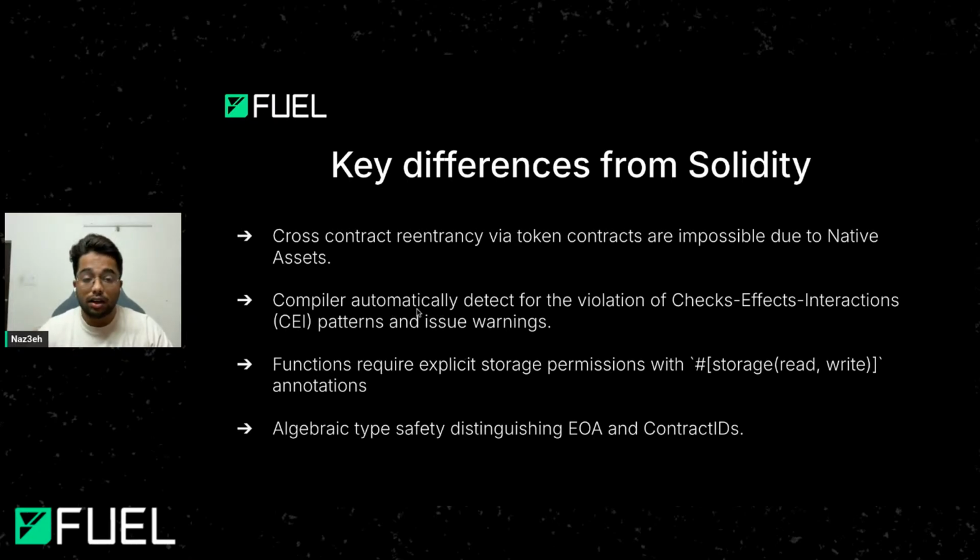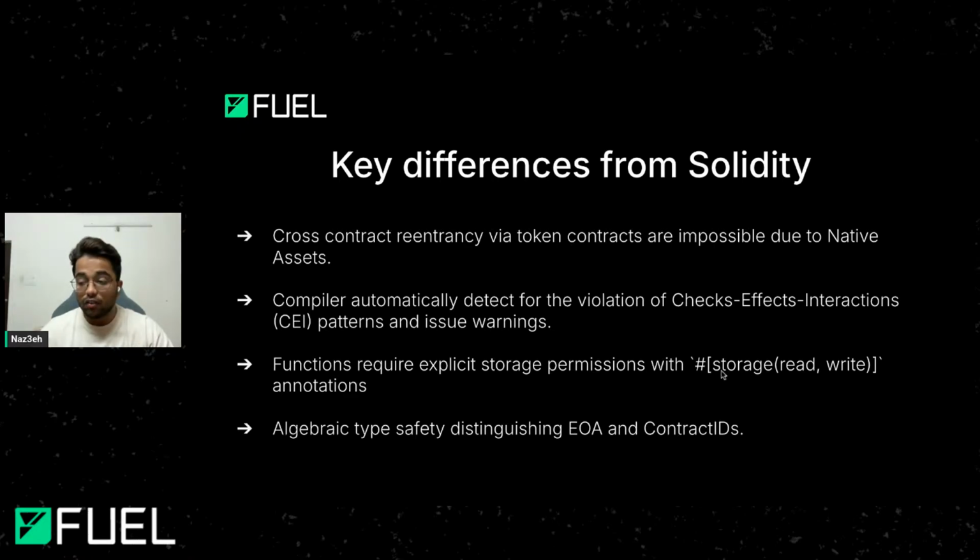Secondly, the compiler automatically detects violations of the checks, effects, interactions pattern, also known as the CEI pattern, and issues warnings. Now, what does the CEI pattern mean? We will see that in a bit. And thirdly, functions require explicit storage permissions. For example, let's say I want my function to only read the value, then I will not.